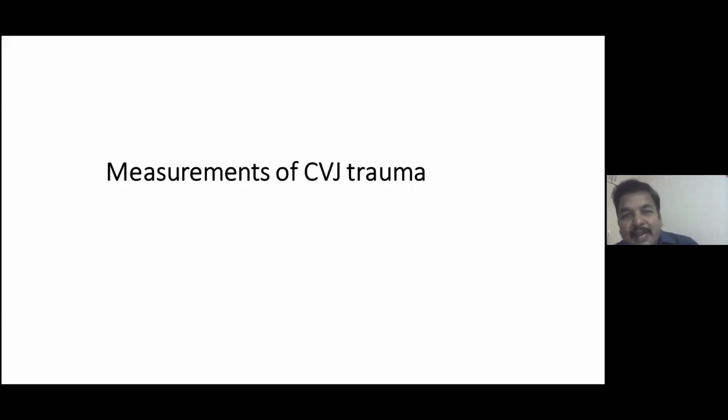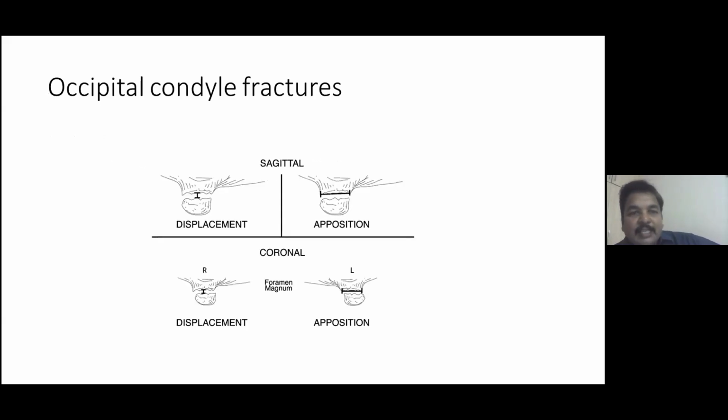So there are some consensus guidelines on how you make the measurements in CV junction trauma. For example, if you look at occipital condyle fractures in the sagittal plane, this is how you draw the measure of displacement from the base of the occipital condyle to the tip. That means this is the gap where there is displacement of the fracture. And this is measured in terms of apposition, the percentage of bone which is in contact with its parent bone. The same is true in the coronal plane, where you measure the displacement as well as apposition. This is how the measurements are drawn in occipital condylar fractures.